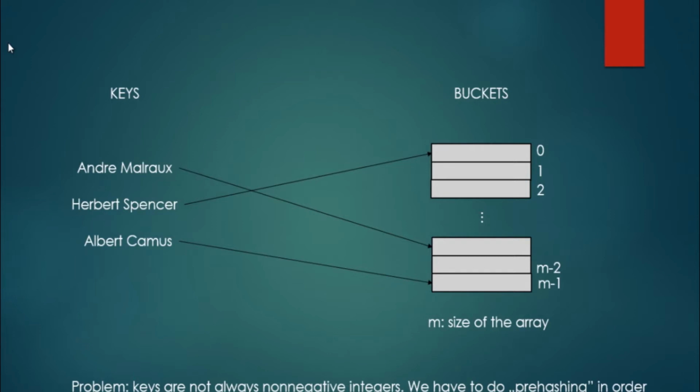And we want to find the indices in our array. We have buckets with index 0, then index 1, then 2, up to n-2, n-1. So we have m buckets, where m denotes the size of the array. The problem is that the keys are not always non-negative integers, such as here in our example. These are names, so strings: André Marlowe, Herbert Spencer, and Albert Camus. These are not integers, these are strings. So we have to do a pre-hashing in order to map string keys to indices of an array.